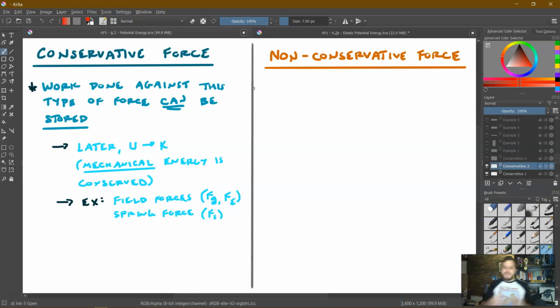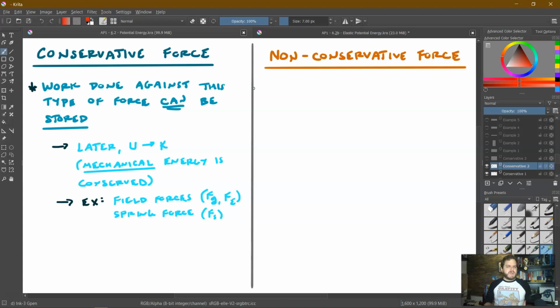It's because this potential energy can later be turned into kinetic energy, and so the mechanical energy of the system will be conserved through that process. We are storing it as potential energy, it can later become kinetic, but the total amount of mechanical energy does not change. The examples of conservative forces we're going to deal with in this class are: one, field forces, so that would be the gravitational force, and like the electric force, for instance, the magnetic force would be another example. And two, the spring force, or Fs.